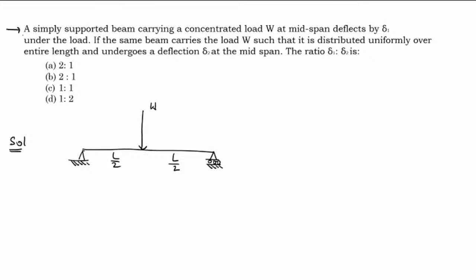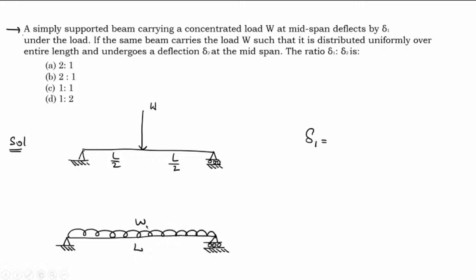Next, it deflects by delta 1, so this is undergoing a deflection of delta 1, right? And there is another beam, the same beam, which carries a uniformly distributed load W and deflects by delta 2 amount.